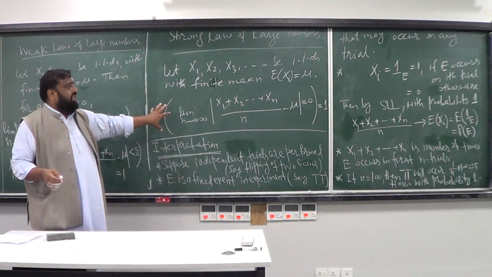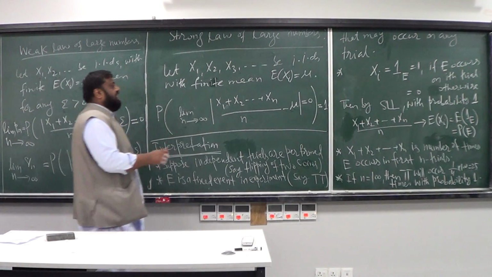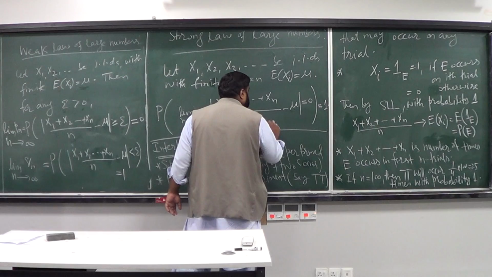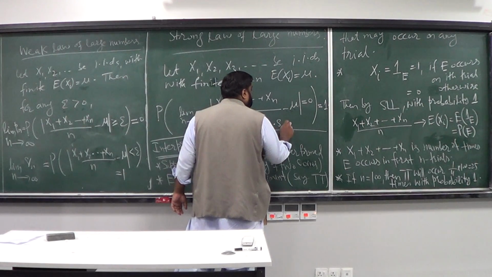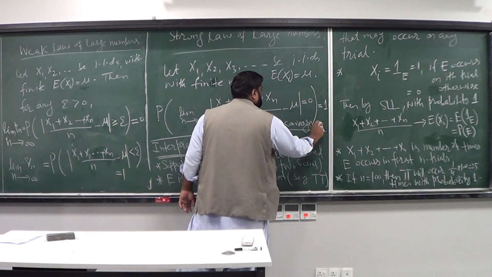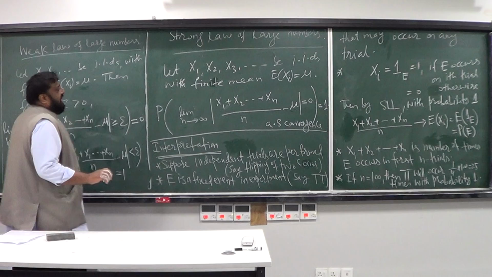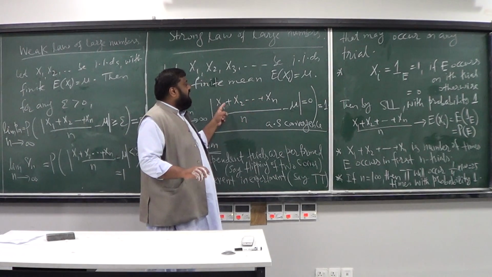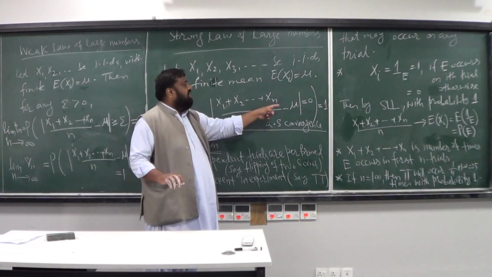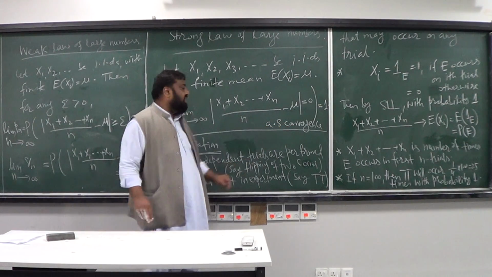Okay, what is the more rigorous and mathematical difference between both? This is called almost sure convergence. Okay, this is called almost sure convergence. So in other words, the sample mean converges to the population mean almost surely.